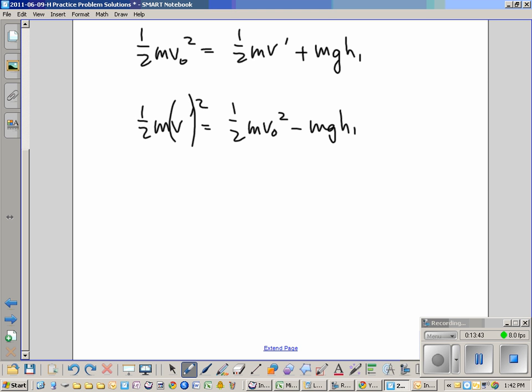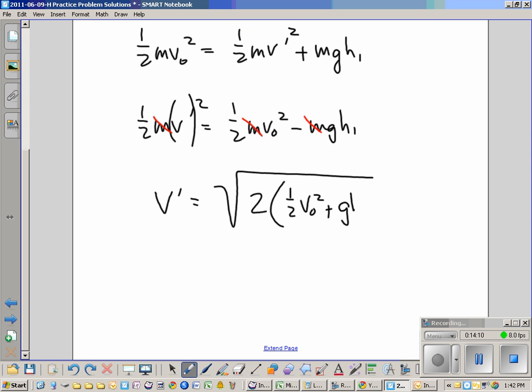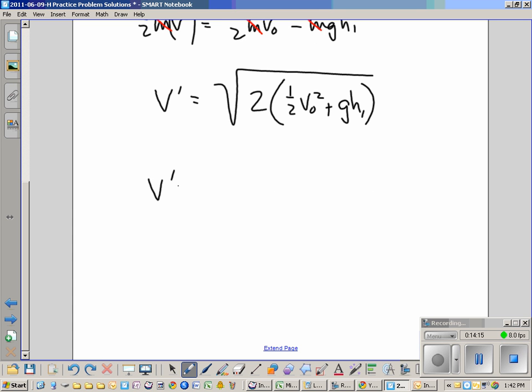Squared? No, up. The second one. One half m v prime squared. There we go. Yes, thank you. All right, cancel the m's. So now we get v prime is equal to the square root of, we'll simplify it in a second, 2 times 1/2 v naught squared plus g h1. And then we'll do that better: the square root of v naught squared plus 2gh.